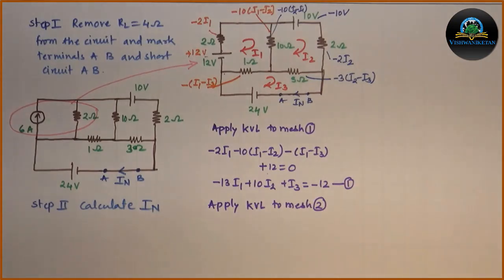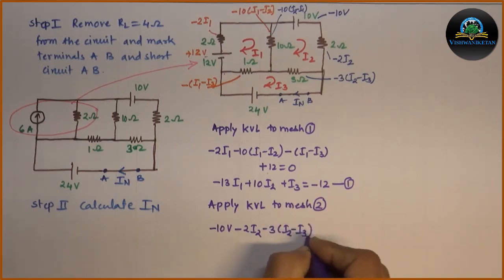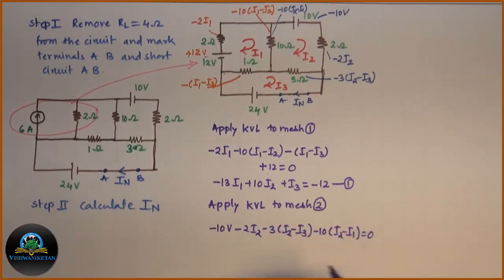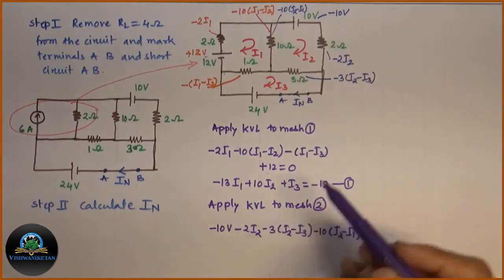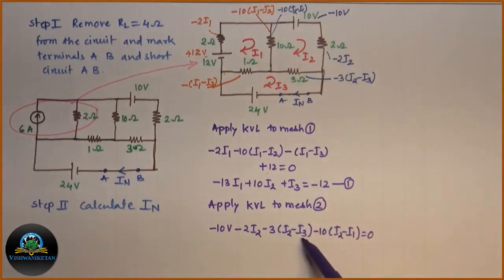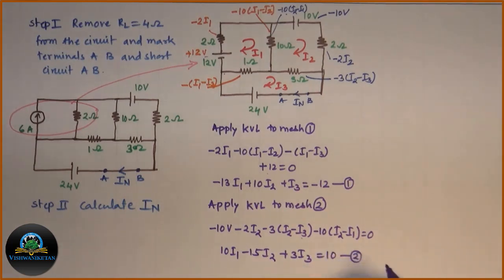Let us write down all the terms. Minus 10 volt, minus 2 I2, minus 3 (I2 minus I3) and minus 10 (I2 minus I1) is equal to 0. Simplifying the equation, we get equation 2 for mesh 2: 10 I1 minus 15 I2 plus 3 I3 is equal to 10.